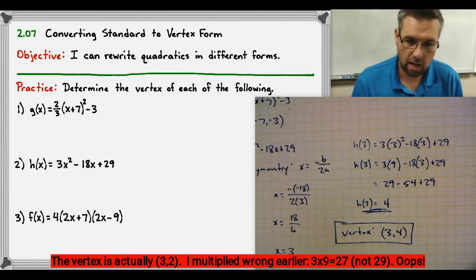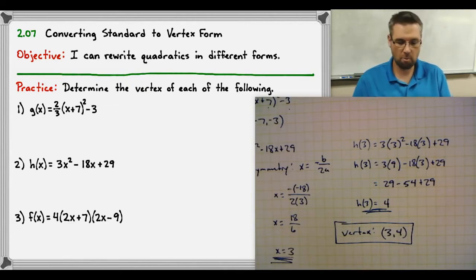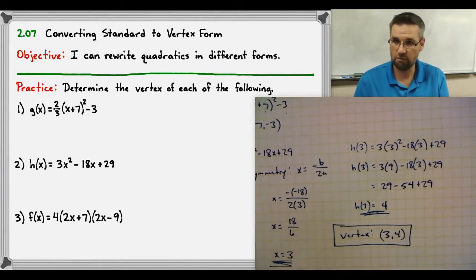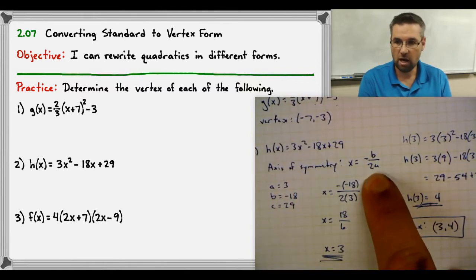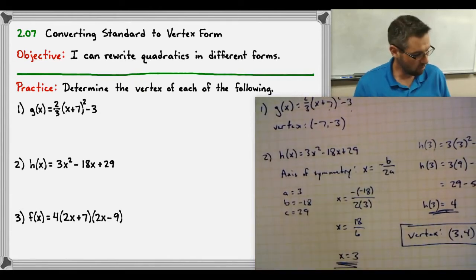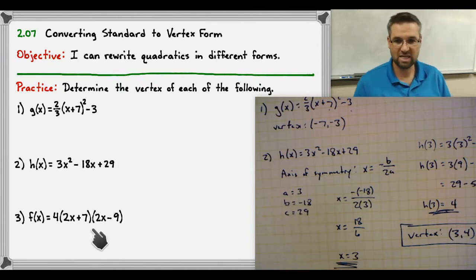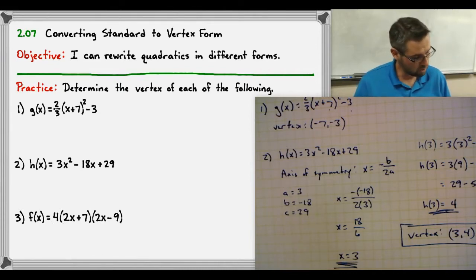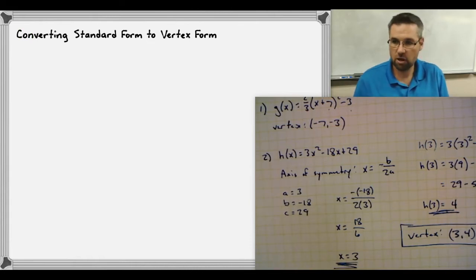For number 3, I'm not going to really do this one, okay? This one is going to require a lot more work. We're going to have to convert number 3 into standard form, and then we're going to have to use that and find our axis of symmetry from our standard form, and then do the same thing we did in number 2. So I'm going to skip over that one. If you want to try that on your own, the first step would be to multiply all this out so it's in standard form, and then basically do what you did on number 2. But with that said, let's go ahead and talk about how to actually convert from standard form to vertex form.